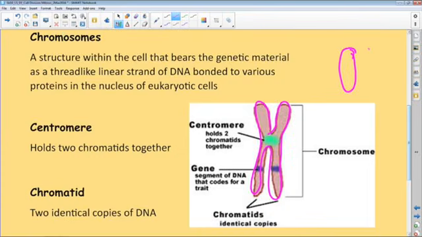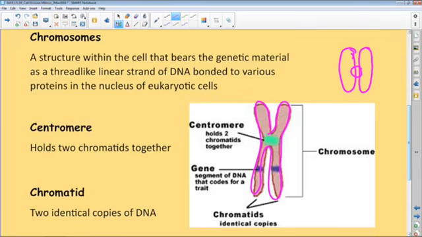So have a look at this chromosome. If I make a copy of it, I now have 2. But it's very difficult to keep track of things if they are all over the show. So we take the chromosomes and bind them together by what we call a centromere. That centromere holds the 2 pieces together. Those 2 pieces are 1 chromosome. But what is 1 chromosome made of? 2 identical pieces called chromatids. That is what a chromatid is.